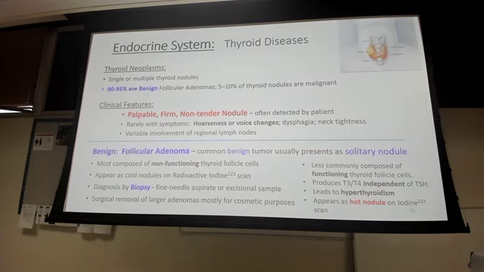Benign follicular adenomas are common benign tumors that normally present as one nodule. They can be multiple, but typically one. Most of the time when these form, they're not going to produce thyroid hormone, so on a thyroid scan it's going to be a cold nodule. But the problem is that cancers are also typically cold nodules, so it's not a very good test to tell whether or not it's cancer. That's why there are better tests out there.